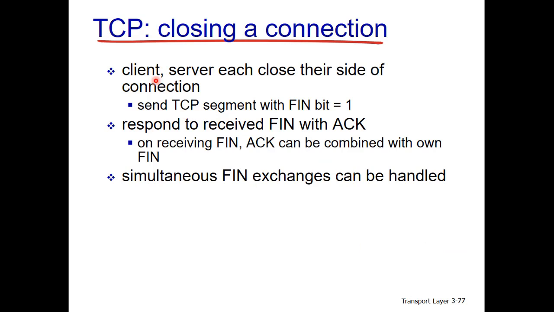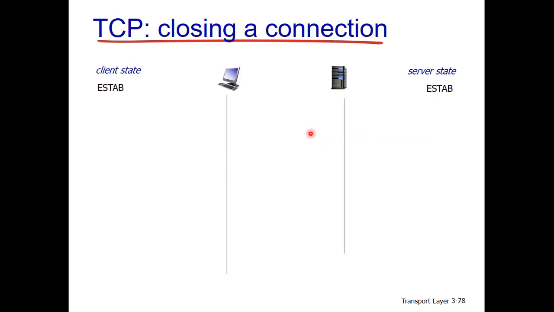TCP closing a connection. Now how do we close a connection? Client and server each close their side of the connection. Send a TCP segment with the fin bit 1. So it is sending a TCP segment having the fin bit equal to 1. Respond to the received fin bit with ACK. Okay, so on receiving the fin, ACK can be combined simultaneously. Fin exchange can be handled. So this is how the connection is terminated.